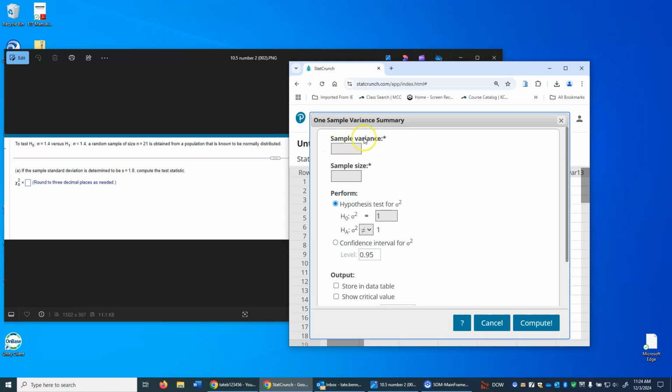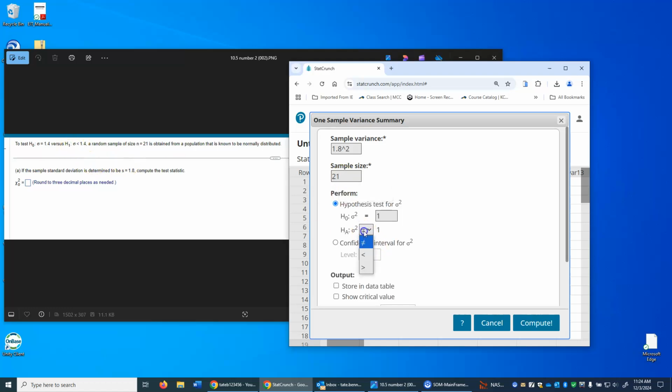So the sample variance is what it asks for, and we're not given the sample variance, we're given the standard deviation. Well, we know variance is just standard deviation squared, so you need to square 1.8. So you put 1.8. You could put it in your calculator and square it, or you just put ^2, and StatCrunch will square this number for you, or you could do it on calculator and input it here. The sample size is 21, so we put a 21 in here.